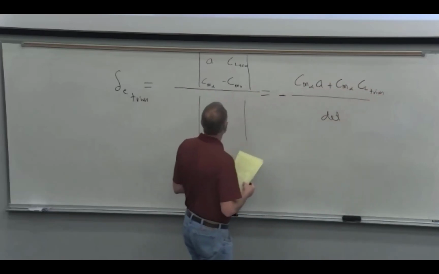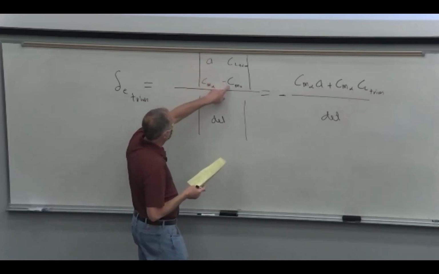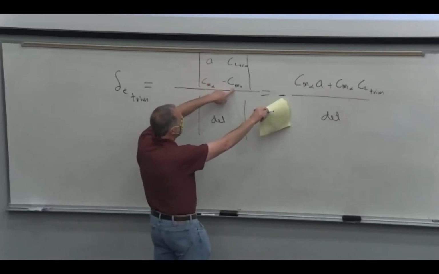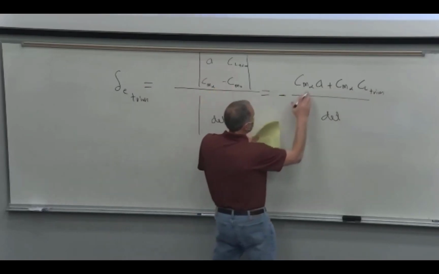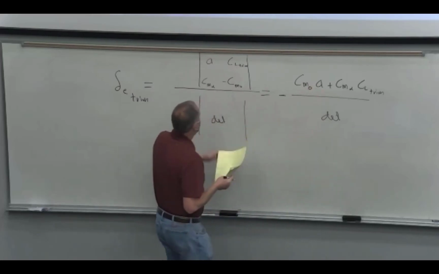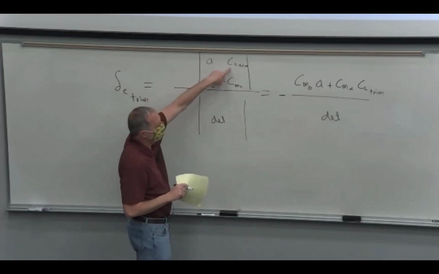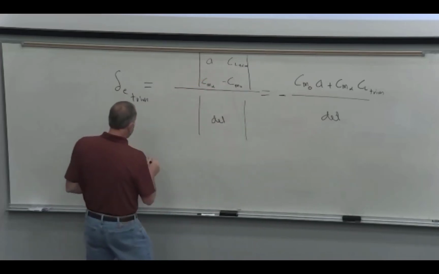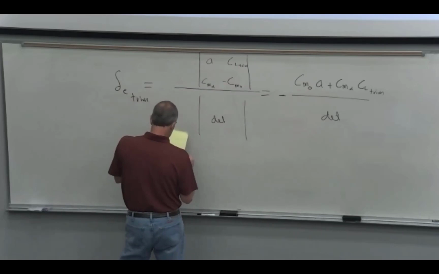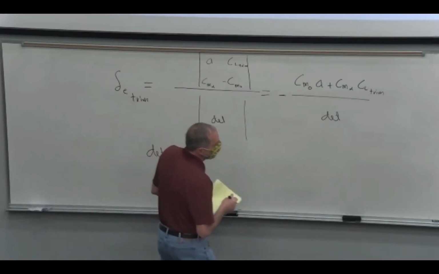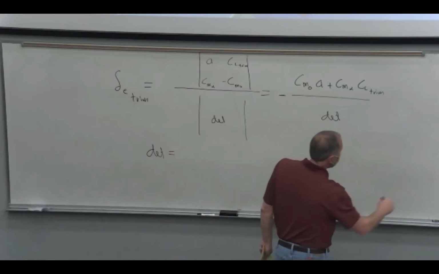Let's make sure we did this right. Should be A times minus CM0, so the minus came out there. That's CM alpha, CM0. All right, so A times CM0, the minus sign comes out, minus CM alpha times CL trim. And then the determinant is the determinant in the denominator. Well, it's the determinant over there. It's A times CM delta E minus CM alpha times CL delta E.